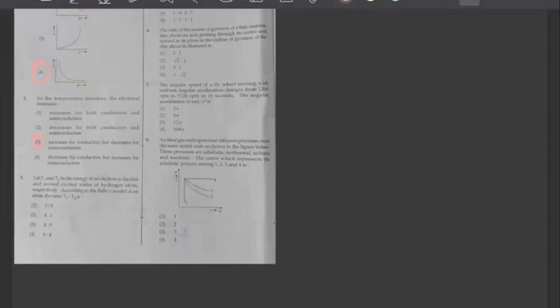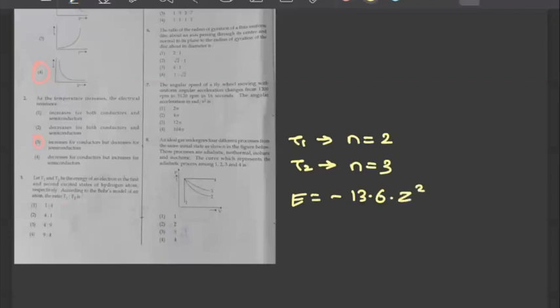Okay, so the third one, let T1, T2 be the energy of an electron in the first and second excited state of hydrogen atom. So please understand T1 will now correspond to first excited state, which is the second orbit, and T2 will correspond to the third orbit, the second excited state. So according to Bohr's model of an atom, the ratio of T1 by T2. What is T, by the way? It is the energy. So don't get confused with time period. This is energy. So we know energy formula is minus 13.6 eV into Z square by N square.